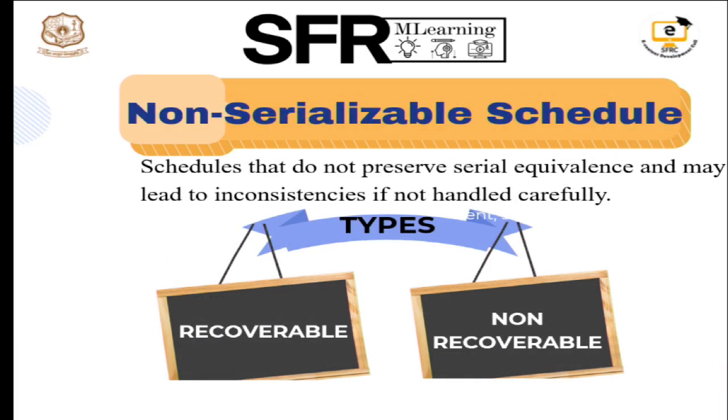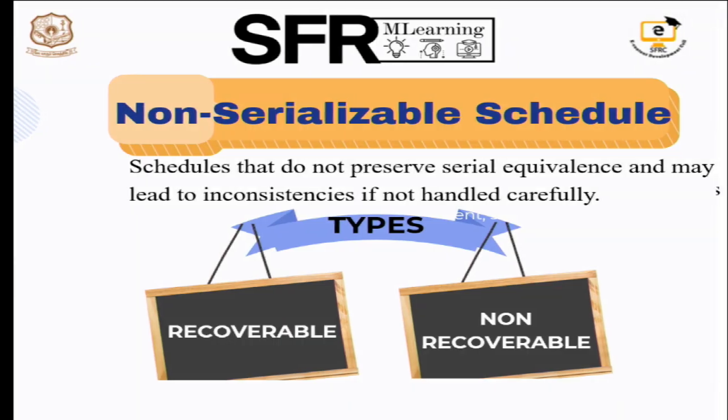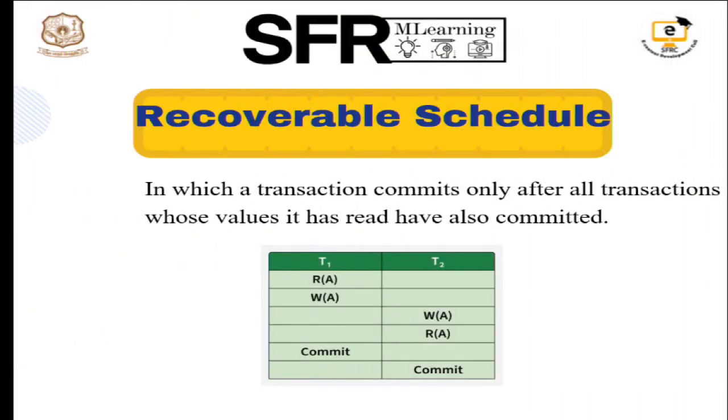The second one is the non-serializable schedule. These are schedules that do not preserve serial equivalence and may lead to inconsistencies if not handled carefully. It is classified into two types: the first is recoverable and the second is non-recoverable. Let's see the recoverable schedule, in which a transaction commits only after all transactions whose values it has read have also committed.